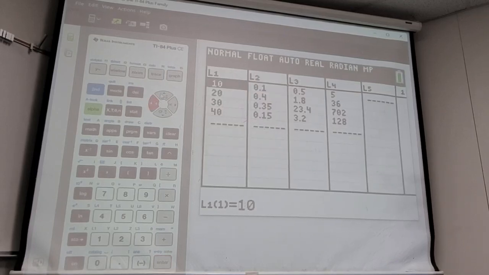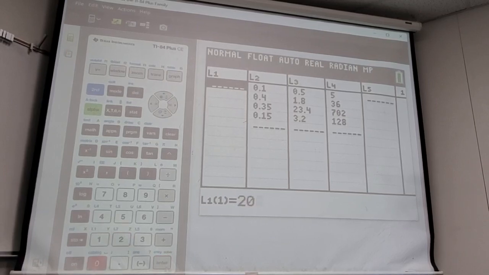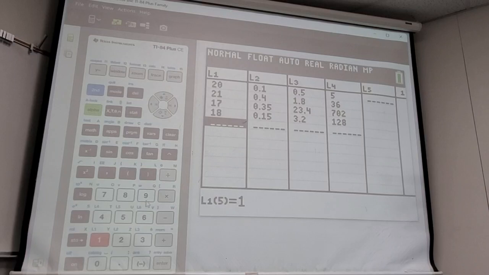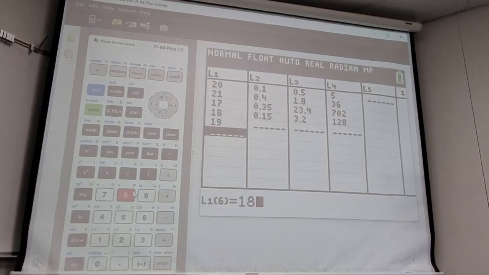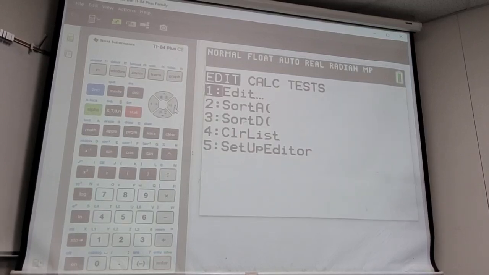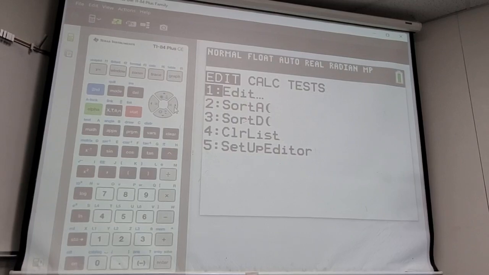Alright, let's do that. 20, 21, 17, 18, 19, 18. Okay. So where do I go to calculate this, the mean and the standard deviation? Second step. Not second step, just step. And then where do I go? Go to calculate, number 1.